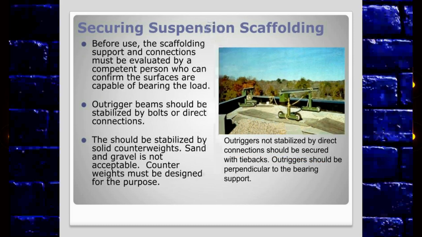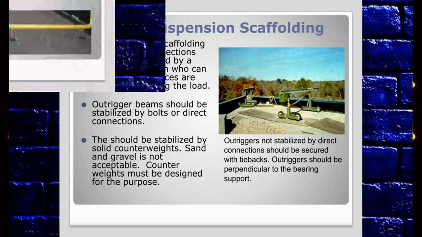Securing suspension scaffolding. Before use, the scaffolding support and connections must be evaluated by a competent person who can confirm the surfaces are capable of bearing the load. Outrigger beams should be stabilized by bolts or direct connections. They should be stabilized by solid counterweights. Sand and gravel is not acceptable. Counterweights must be designed for the purpose. Outriggers not stabilized by direct connections should be secured with tiebacks. Outriggers should be perpendicular to the bearing support.